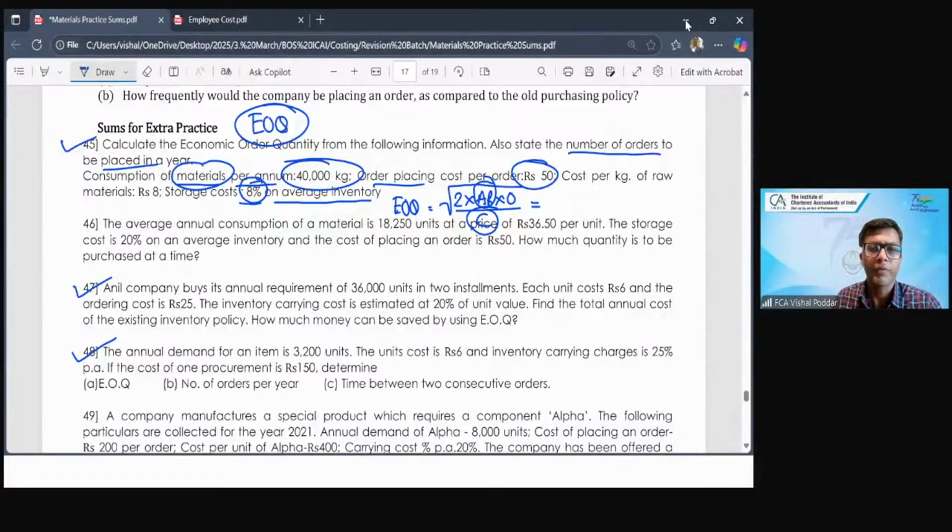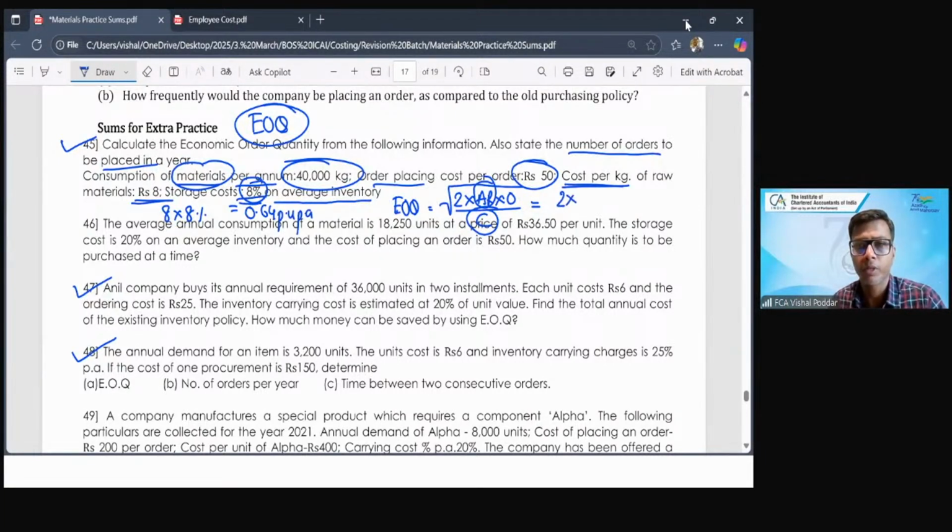Now, if it is given as percentage, in this formula you cannot take it as percentage, you require per unit. So how do you find out carrying cost per unit? You multiply this percentage by the price of material which is given. So this is your material purchase price. So you multiply 8 by 8%. So you get 64, correct? So it will be 0.64 per unit per annum.